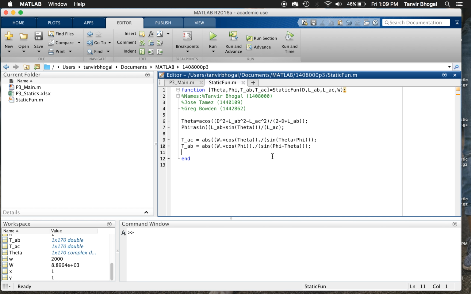Underneath we have our tension equations TAC and TAB. The first one we were finding was TAC, and we used theta, and what we did was we said that the absolute value of W times cosine of theta divided by sine of theta plus pi would be equal to our tension AC force. And for our tension AB force, we said that the absolute value of W times cosine of phi divided by sine of phi plus theta gives our tension of AB.